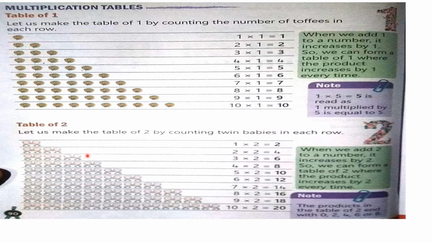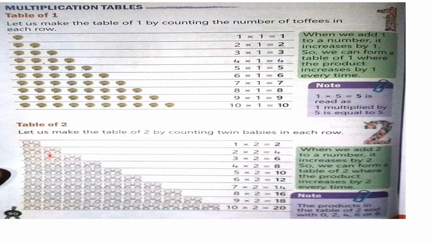Now this is the table of 2. So let's make the table of 2 by counting twin babies in each row. Twin babies means 2 babies. Okay. So as you can see here, 2 babies. So 1 times 2 is equal to 2.